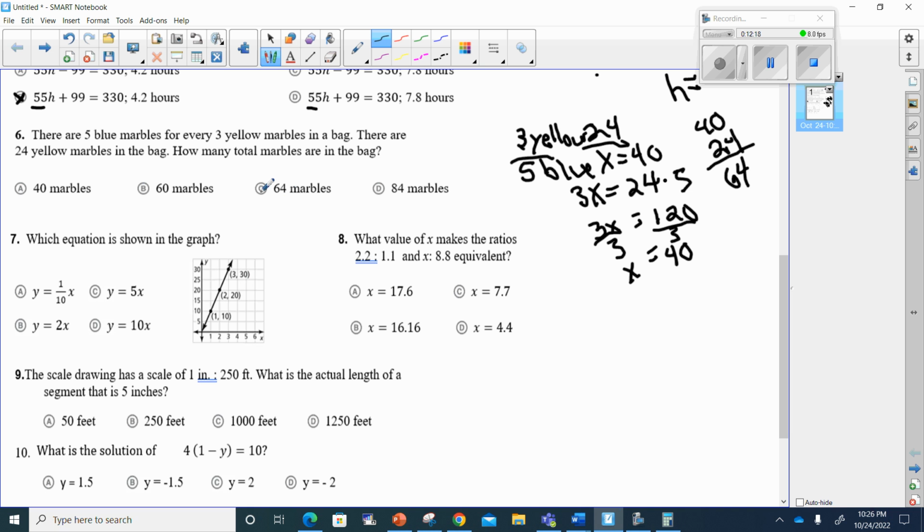So my answer should be 64 marbles. All right, we're down to number 7 now. Which equation is shown on the graph? I told you guys about this one.